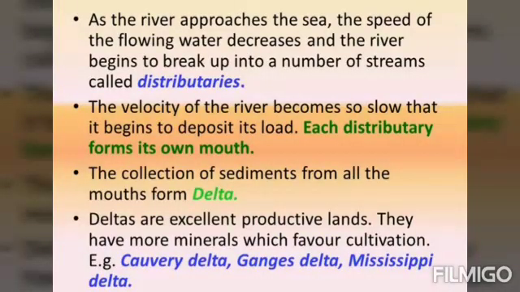Next, as the river approaches the sea, the speed of flowing water decreases and the river begins to break up into a number of streams called distributaries. The velocity of the river becomes so slow that it begins to deposit its load. Each distributary forms its own mouth. The collection of sediments from all the mouths forms a delta.